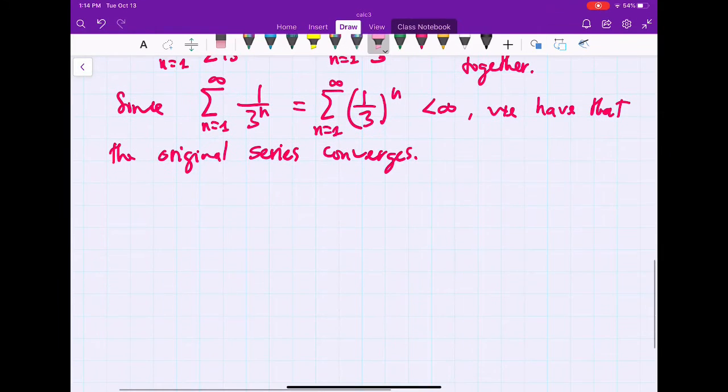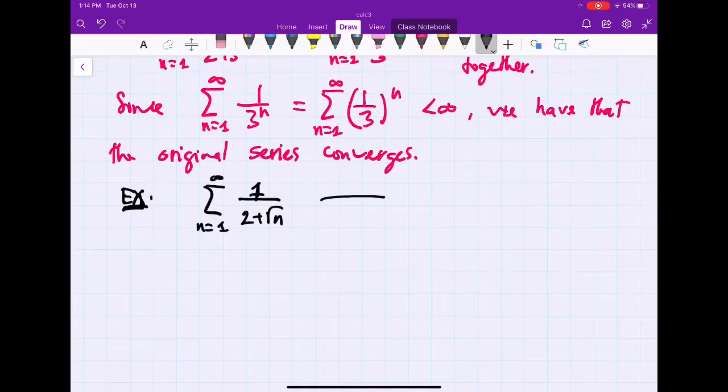Okay? Let's consider another example, and I again will show you two solutions. The first one: the series of 1 over 2 plus square root of n, from 0 or from 1, whatever, to infinity. When you see this one, you might think, let's compare with 1 over square root of n, from 1 to infinity. Okay, so we write the solution.